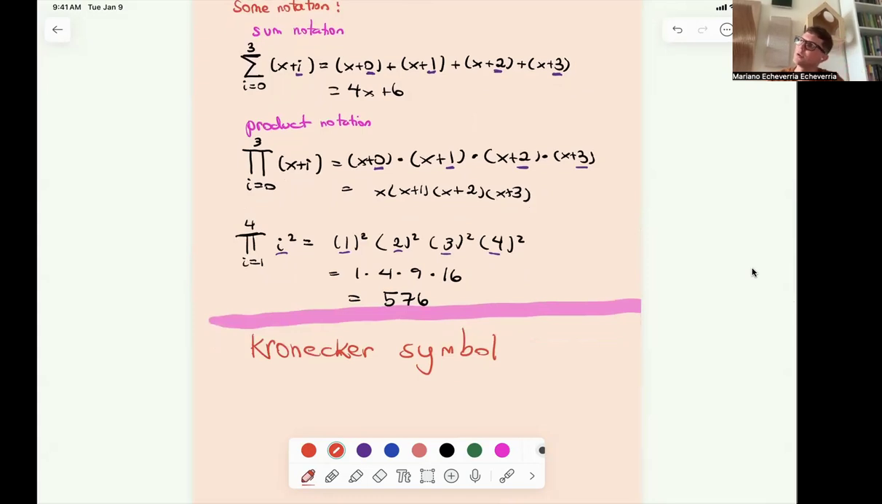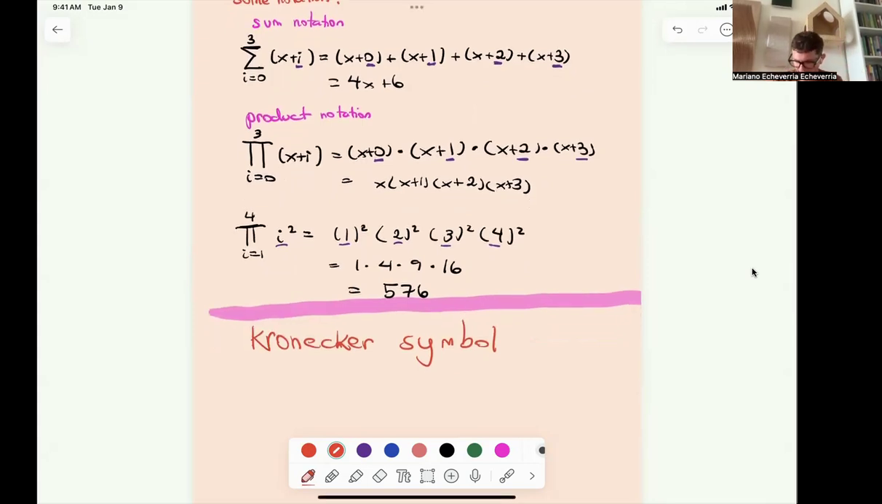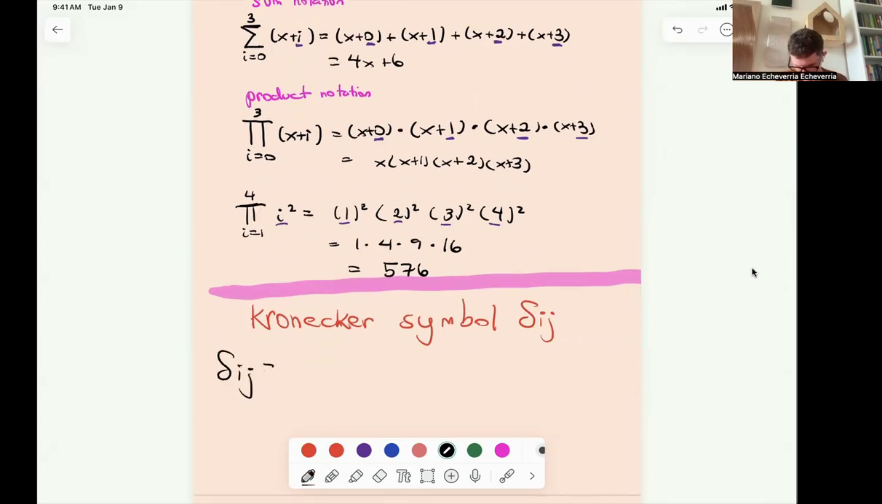Okay, so the Kronecker symbol, usually the way you write it is as delta ij. There are two ways to think about it. One way is that it just refers to the entries of the identity matrix of a given size. So delta ij is the entry in row i, column j of the identity matrix of a given size.